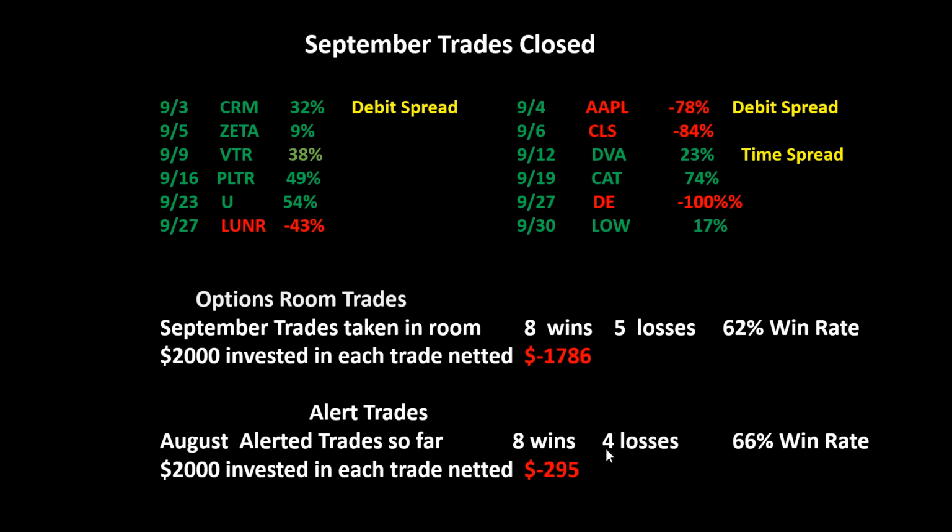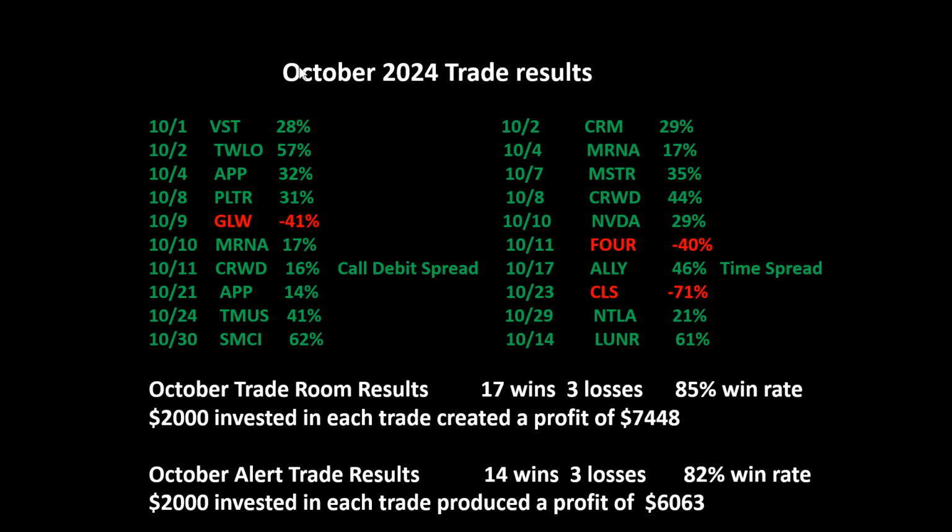The alerts, we had 8 and 4. We lost $295 on the alerts. So I want to be transparent about that. Sometimes we get a month where we don't make money. Not very many. I've had 3 losing months in the last 3 years, a little over 3 years, but I do want you to be aware of that. All right. Nobody wins every trade.